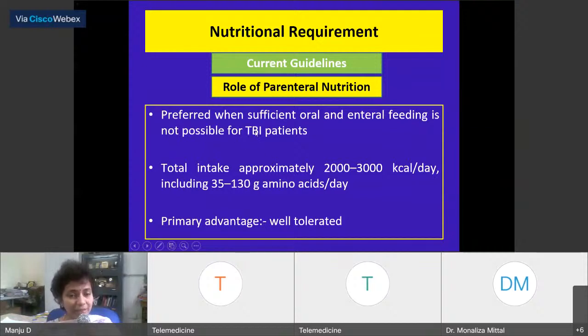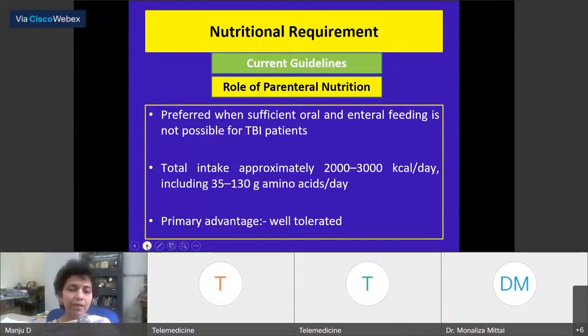Parenteral nutrition is preferred when sufficient oral and enteral feeding is not possible for these patients. When the patient is having vomiting, we are not able to attain feeding, or the malnutrition is severe, only then do we go for parenteral nutrition. Total intake may be approximately 2000 to 3000 kilocalories per day, including 35 to 130 grams of amino acids per day. The primary advantage is that it is well tolerated.